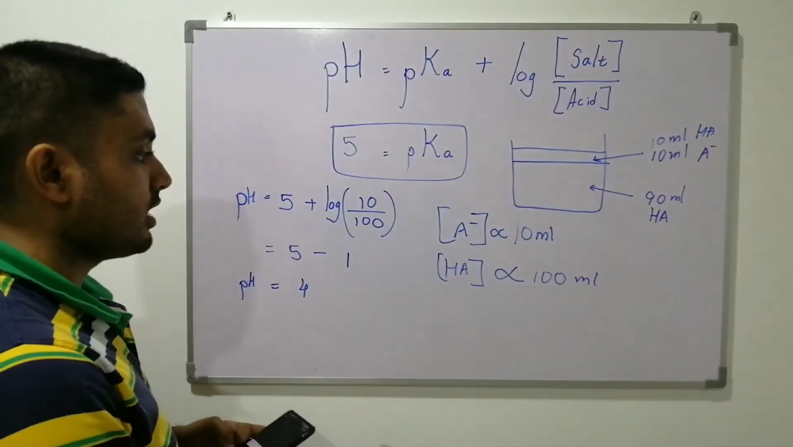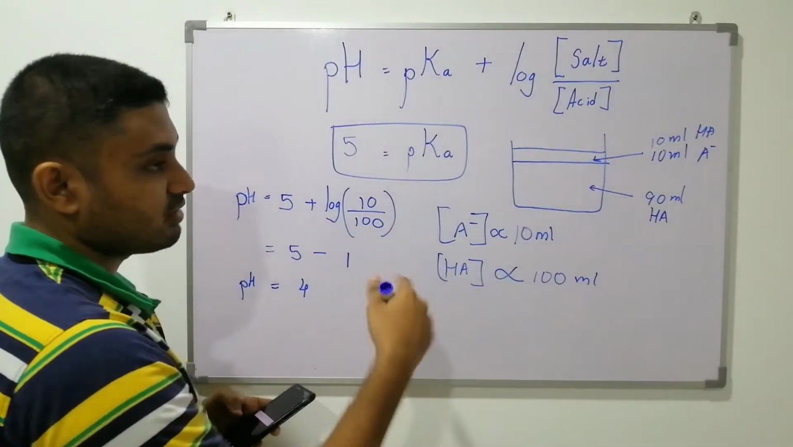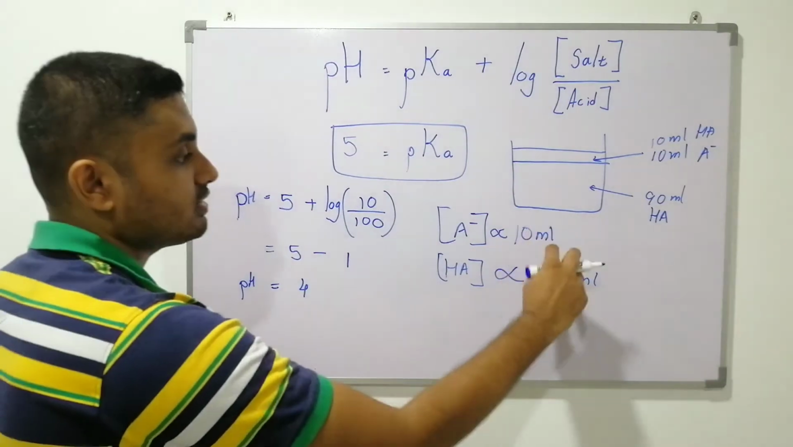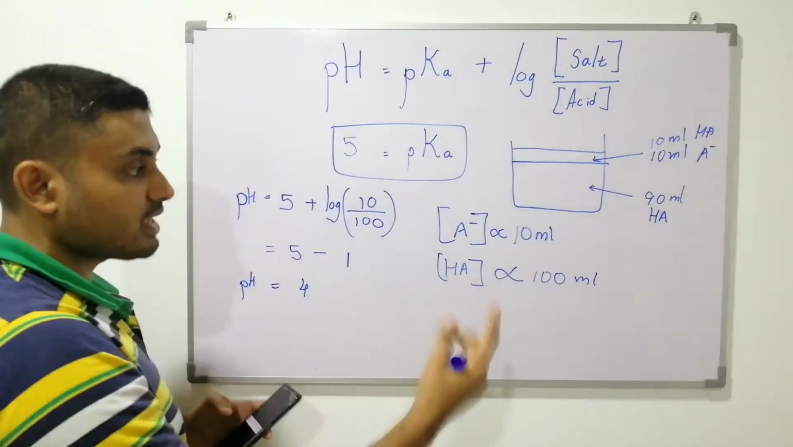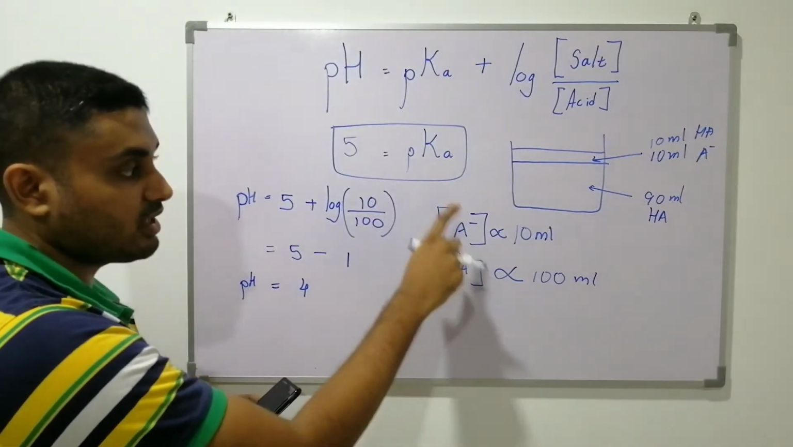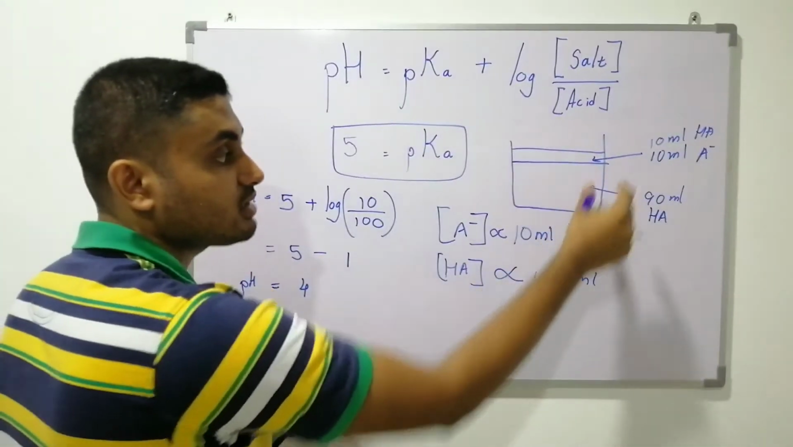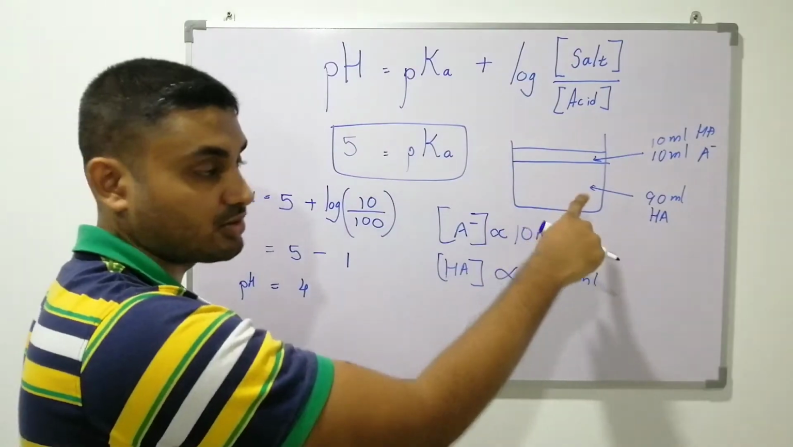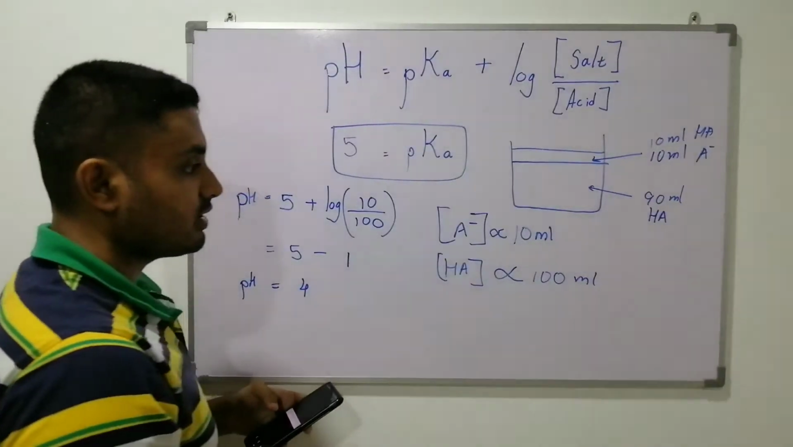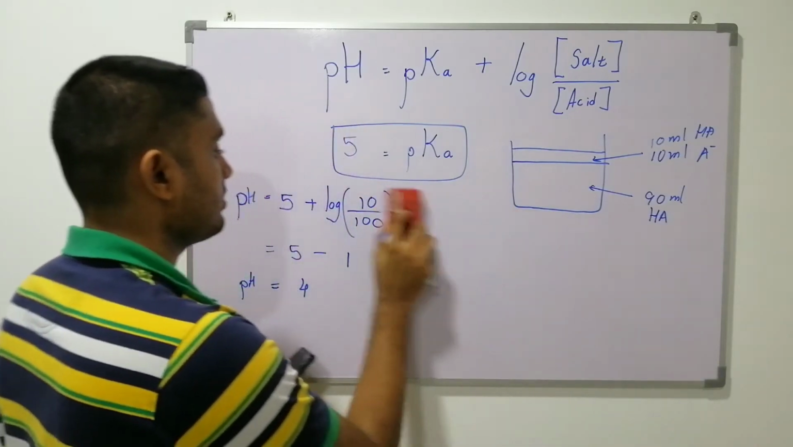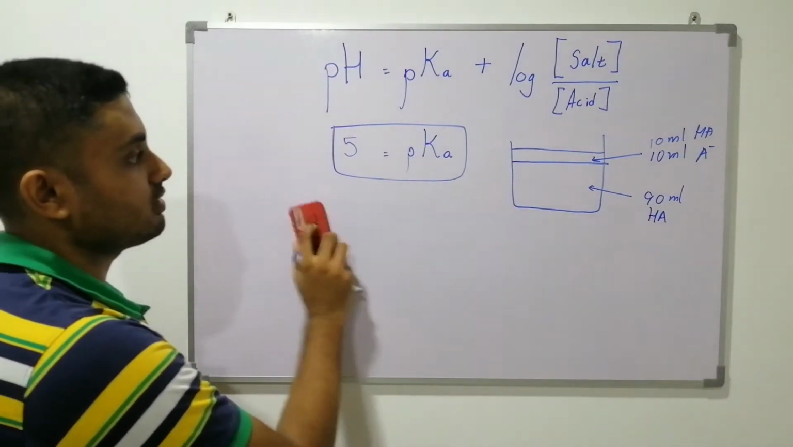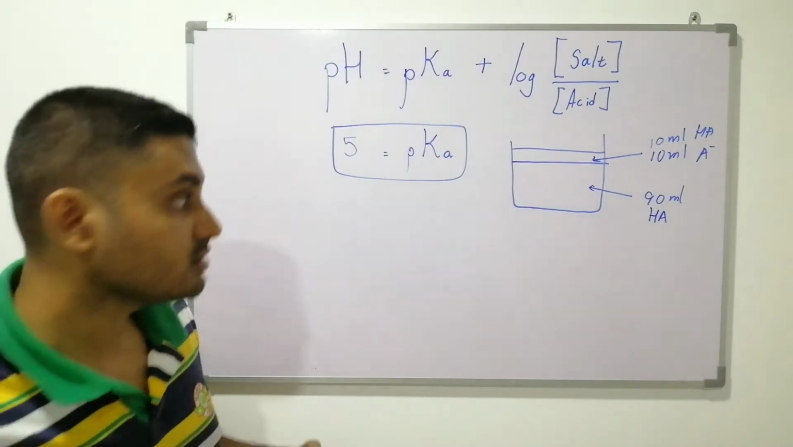Okay, and I will justify why I took these 10 and 100 into here. So let's calculate the actual A minus concentration in this resultant solution. Actual A minus concentration. So let's calculate. All right. Now I will justify my answer.